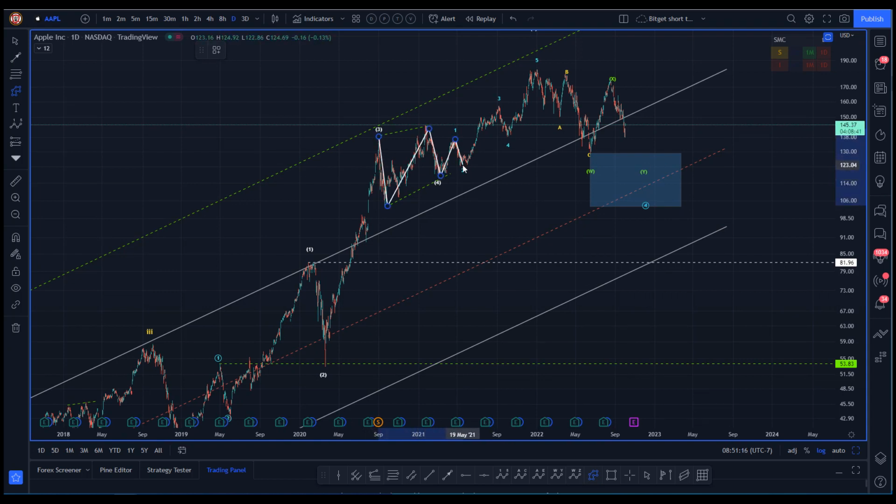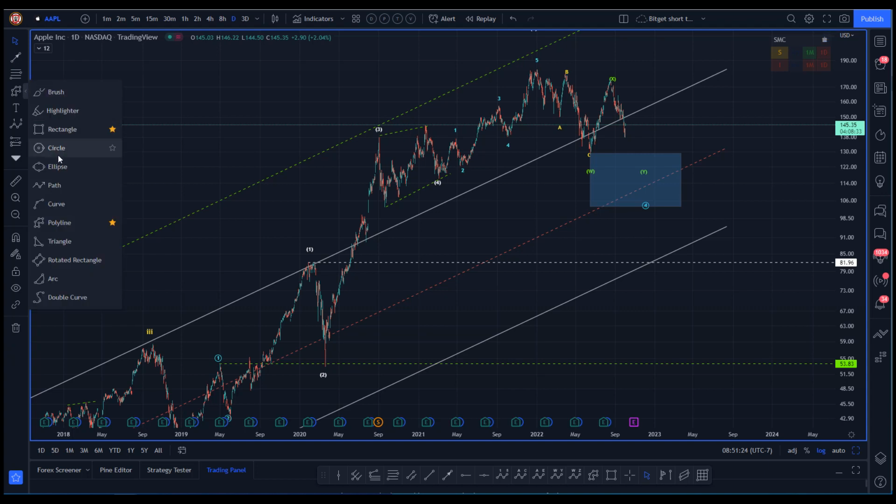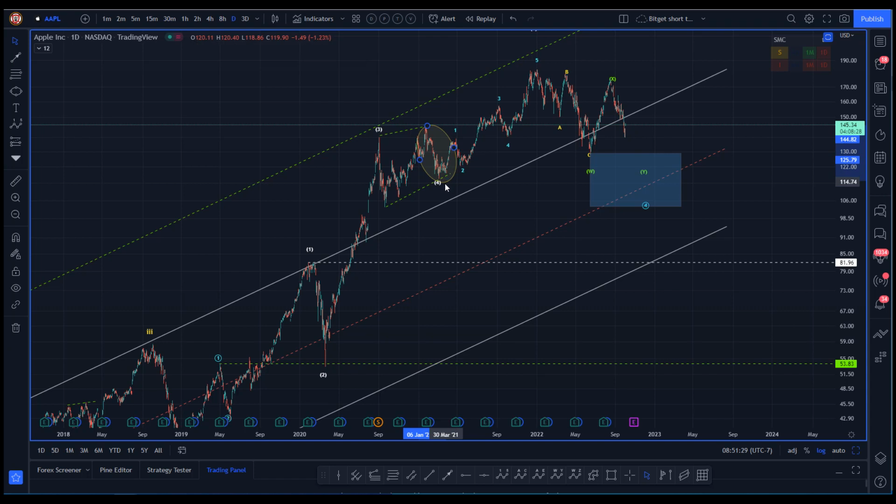You could see this as the triangle, right? So A, B, C, D, E, and off we go. But I think this 1, 2 plays better. Additionally, this looks so clearly like a 5 that I'd be reluctant to try and fit that into a 3. 1, 2, 3, 4, 5, right?